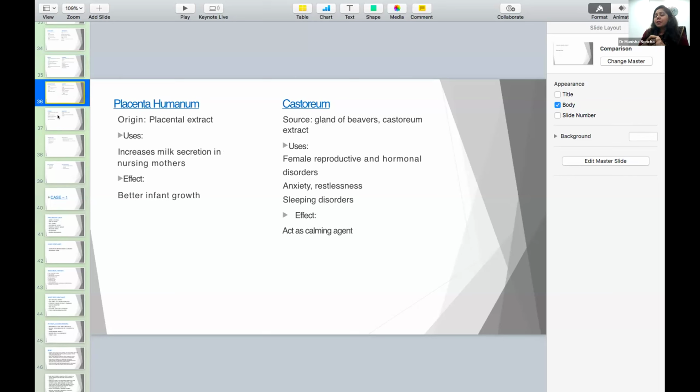It originates from the placental extract, and it is used for increased milk secretion in nursing mothers. So the main effect is better infant growth. Castoreum is prepared from the gland of a beaver, the Castoreum extract. It is used in female reproductive and hormonal disorders, anxiety, stress, restlessness, sleeping disorders, and its main action is calming. It is just like Ambra grisea, Ignatia or Murex. So it acts as a calming system. Next one.